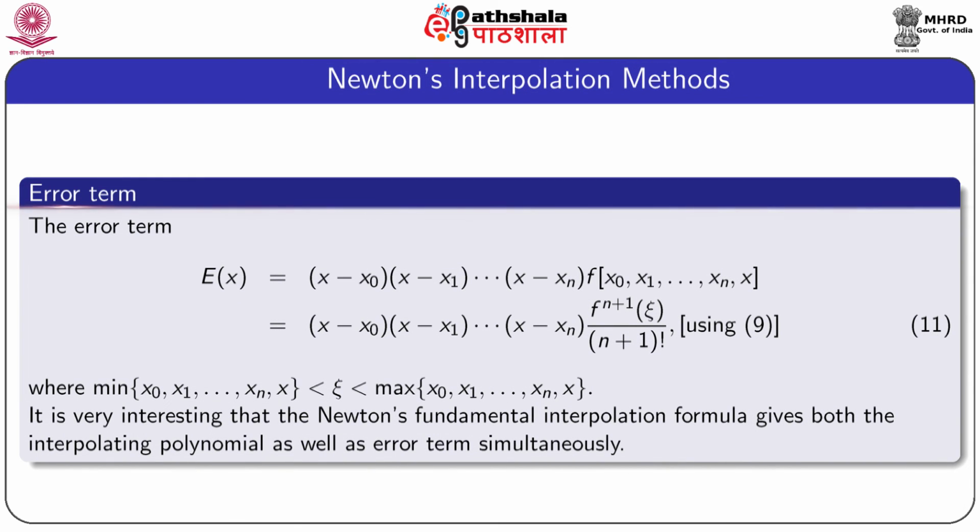We have deduced that the error term for this formula is (x minus x0)(x minus x1) up to (x minus xn) into the divided difference for the arguments x0 to xn and x. Using equation 9 of this module, we have shown that the divided difference of the arguments x0 to xn and x is nothing but the (n plus 1)th order derivative of f at the point xi, divided by factorial (n plus 1), where xi lies between the maximum and minimum values of the arguments and x. So, this is the error for Newton's fundamental interpolation formula.